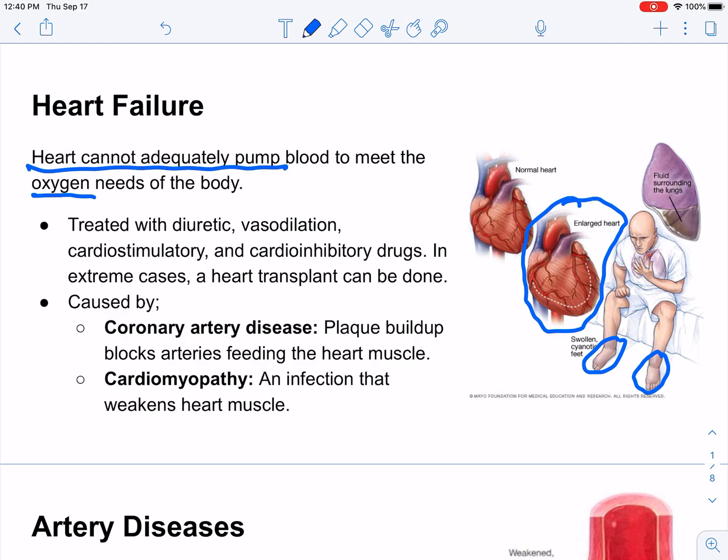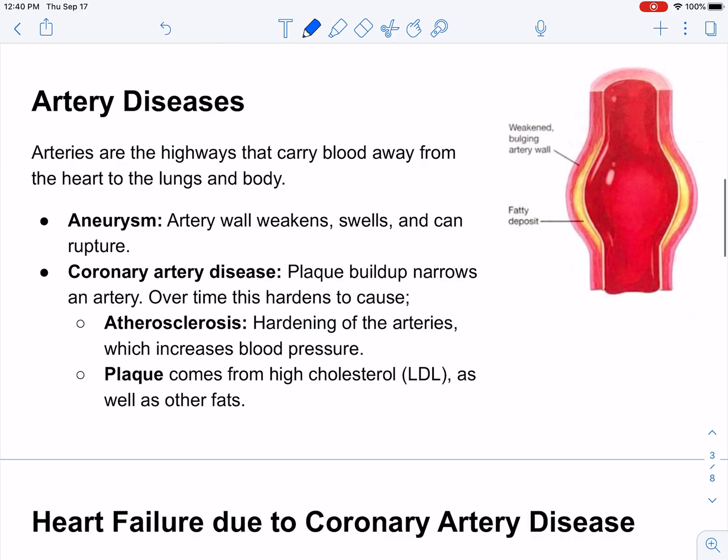There's a variety of different drugs that are used to treat this: cardio inhibitory if the heart is working too hard, or cardiostimulatory just to get the heart pumping a little bit more. The most common cause is coronary artery disease, which we'll talk more about, but that's plaque buildup inside an artery, so it's just harder to get the blood through. But there's also cardiomyopathy, which is just an infection that weakens heart muscle.